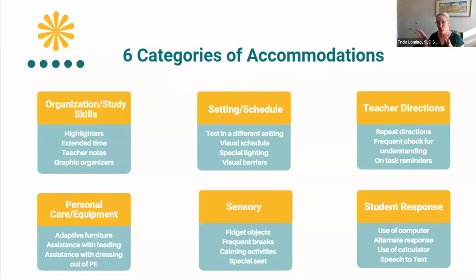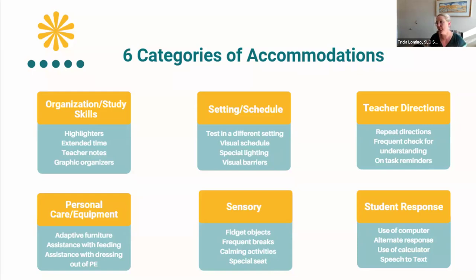Then there's another category for teacher direction. It's how the teacher is giving the information to the student, how they're providing direction or instruction. Do they need to have things repeated? Do they need to pair visual with auditory? Do they need reminders to stay on task? Do they need multiple prompts? All of those things. It's what the teacher is delivering to the student.